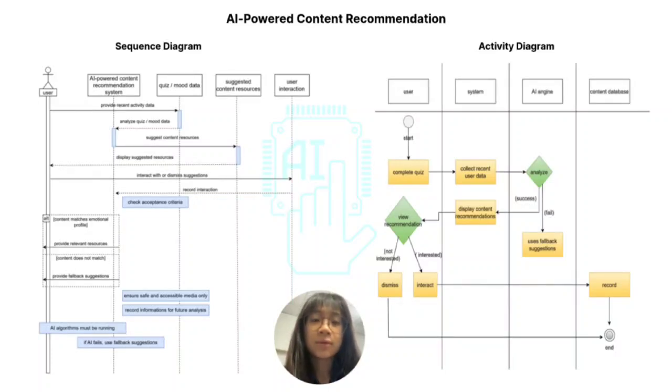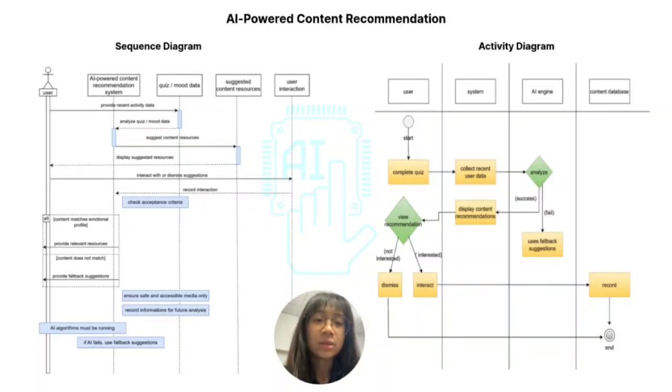My right-hand side is the activity diagram for AI-powered content recommendation. It starts when the system detects recent activity from the student, like quiz results or mood entries. Then it analyzes that data to understand the student's emotional needs. Based on that analysis, it generates content suggestions like videos, articles, or tips.